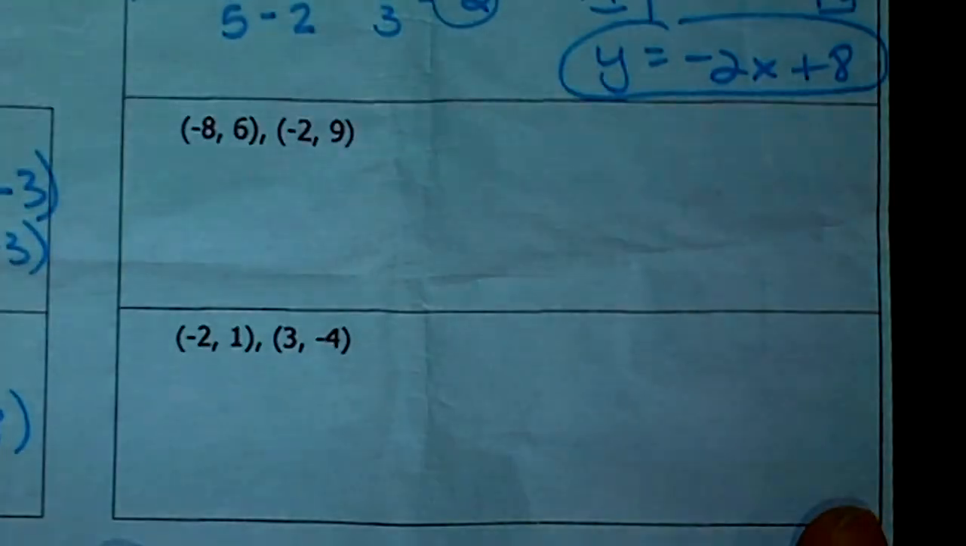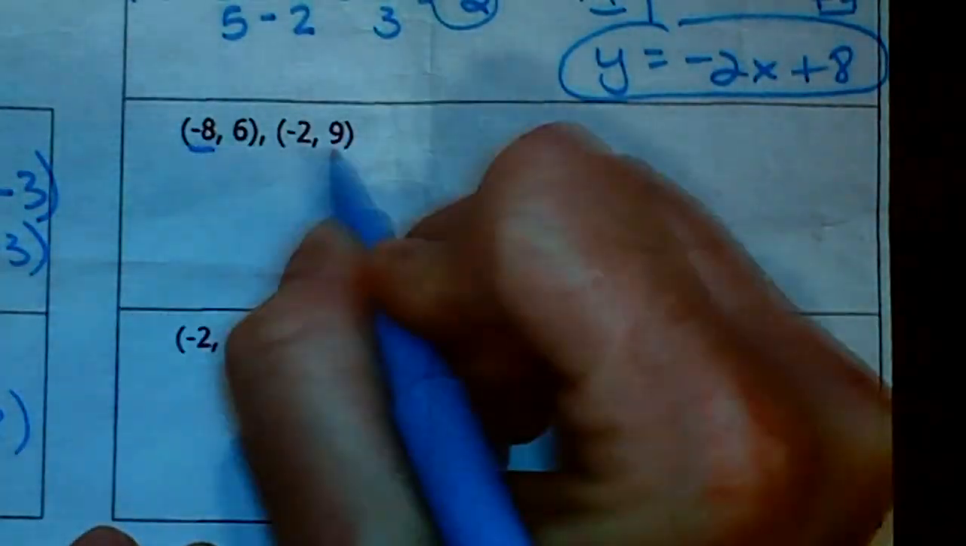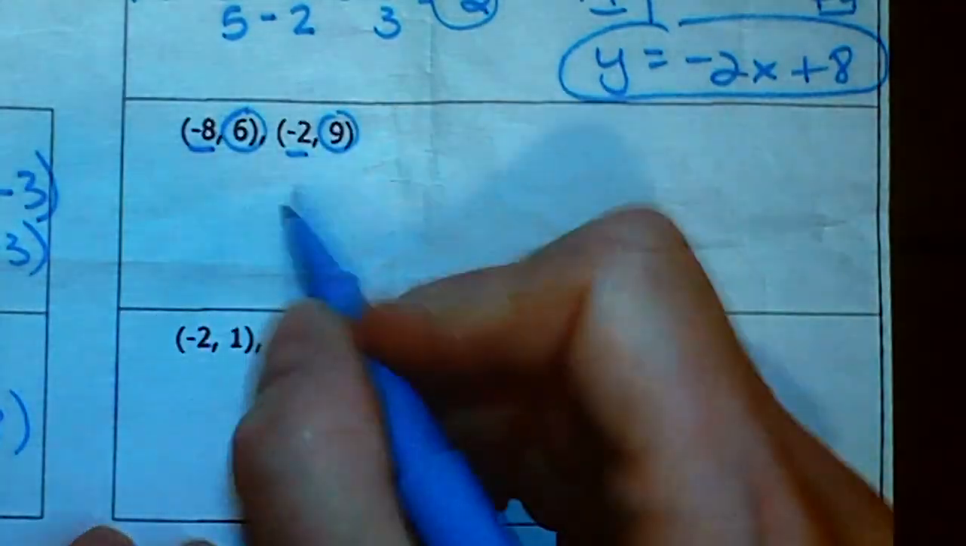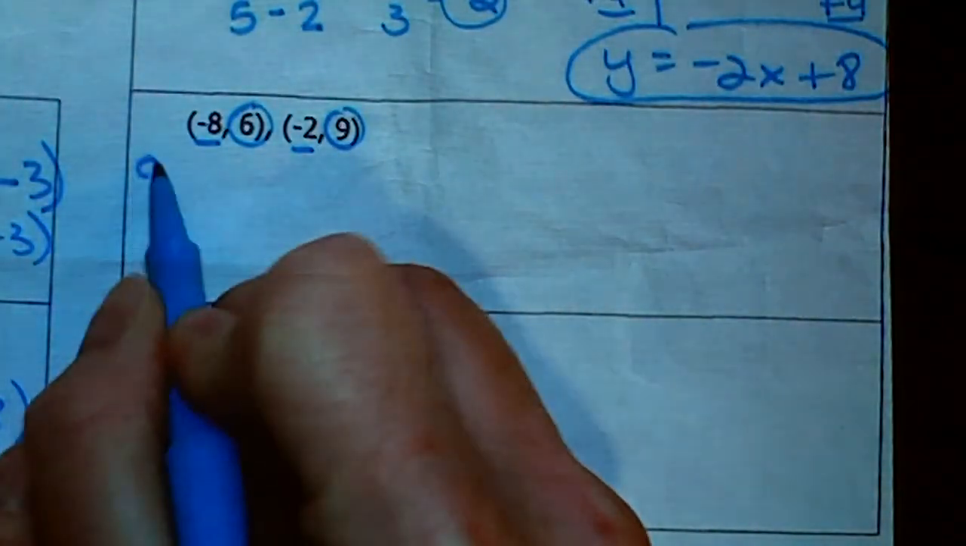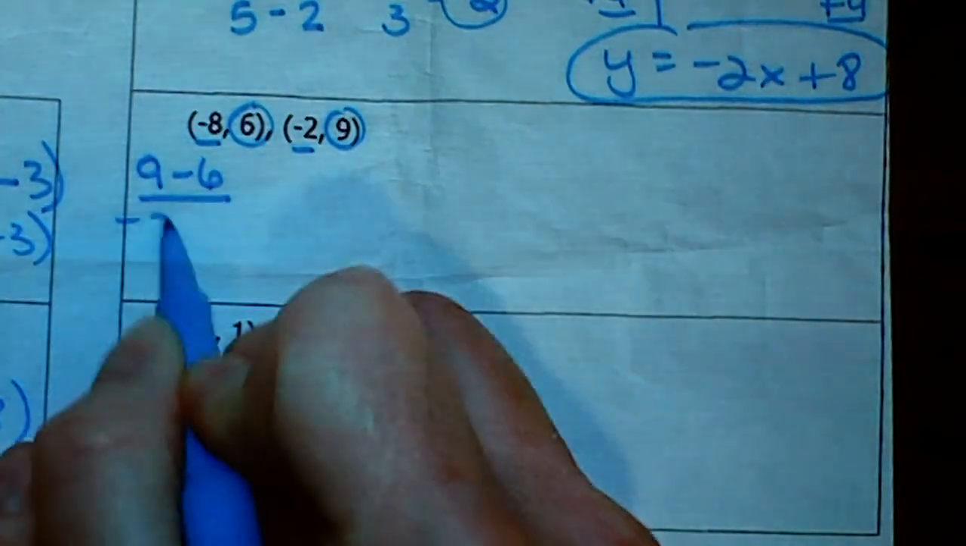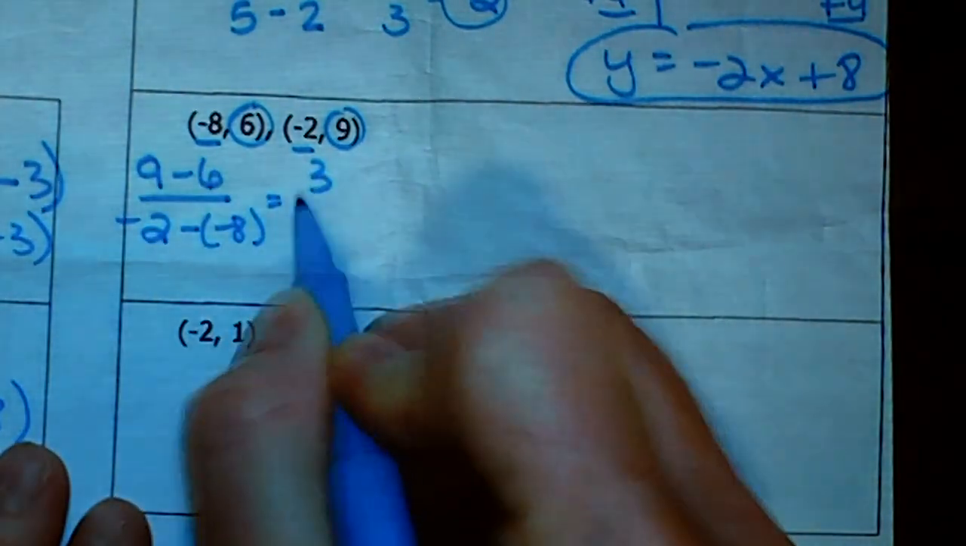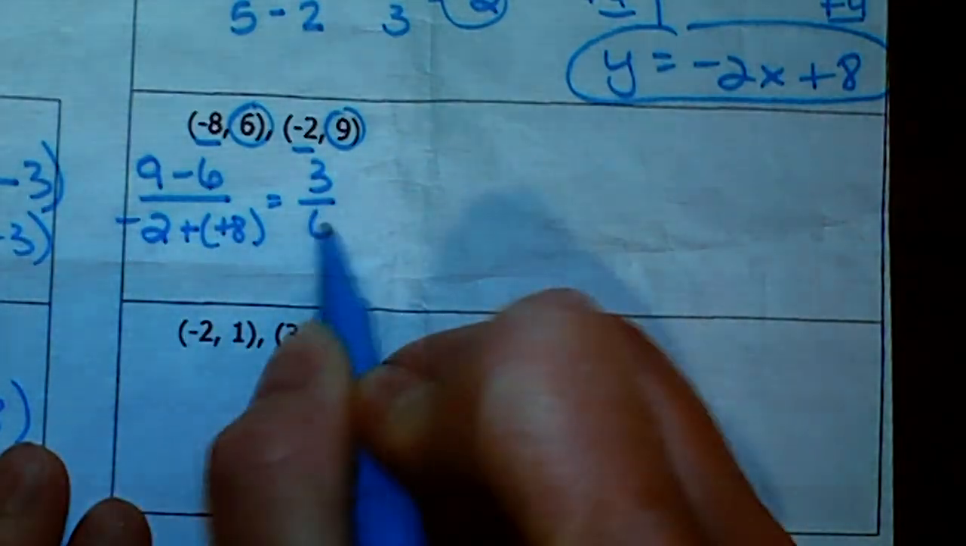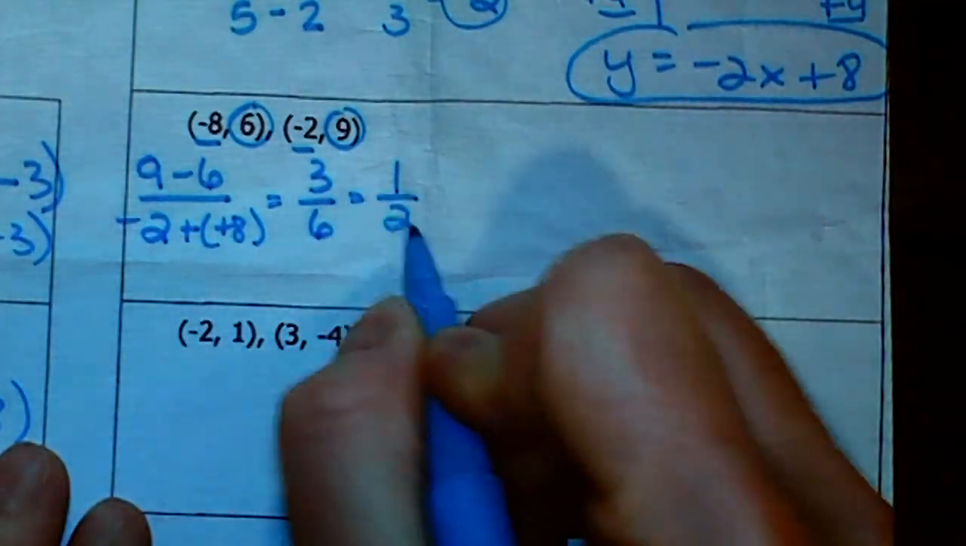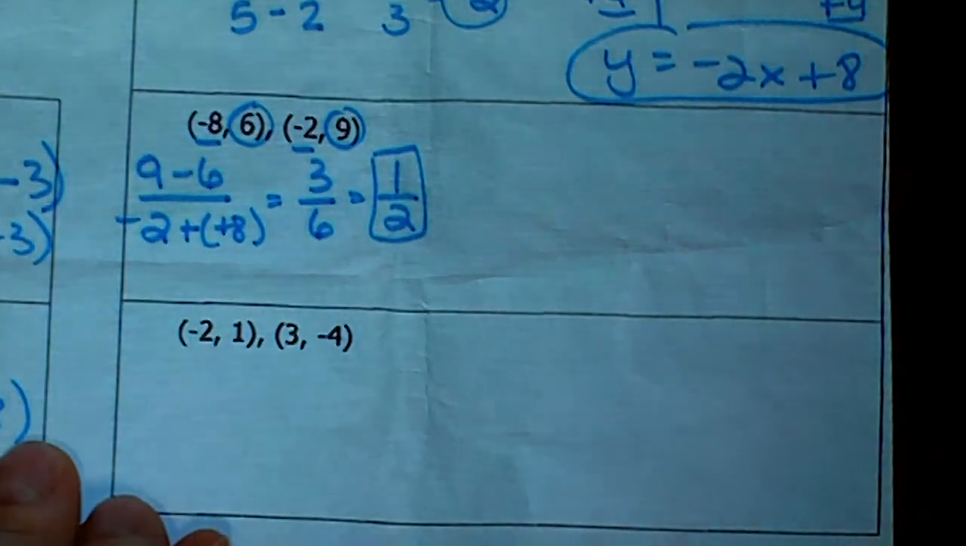Okay, so again, step 1, let's find our slope from the 2 points. I'm going to underline my x's and circle my y's. The slope is equal to y2 minus y1 over x2 minus x1. 9 minus 6 is 3. Negative 2 plus 8 is 6. So we can see that our slope is 1/2.